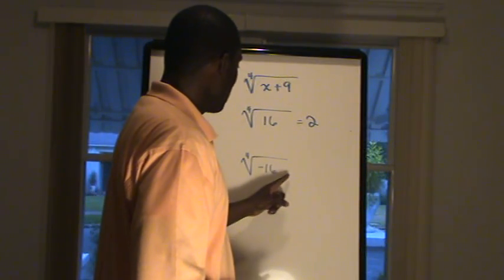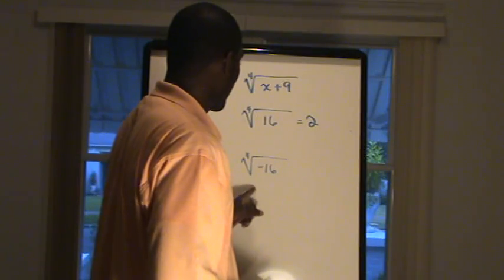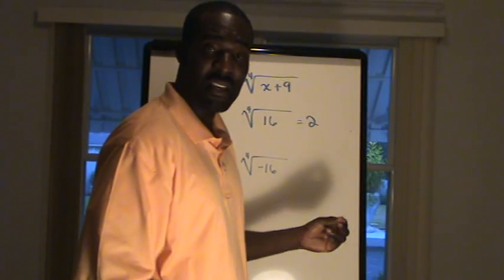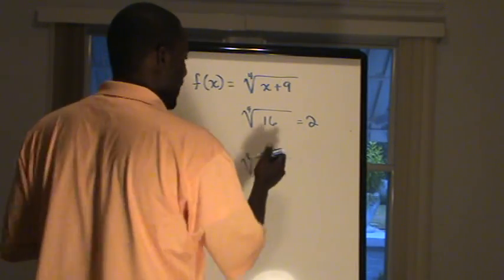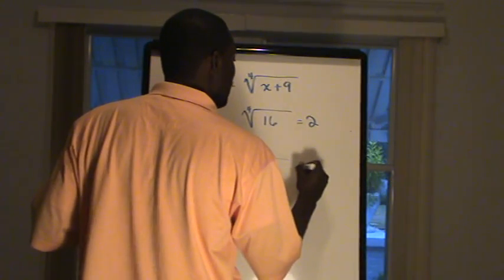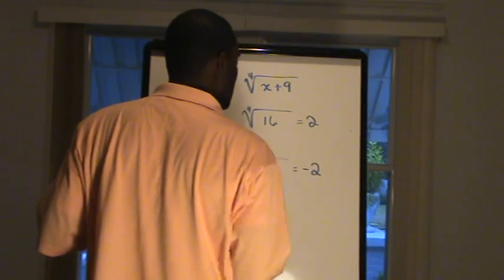Now, if I want to find the fourth root of negative 16, I want 4 identical numbers that will multiply together to get me negative 16. This case will actually be negative 2.